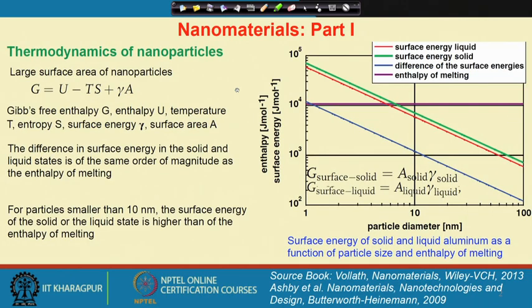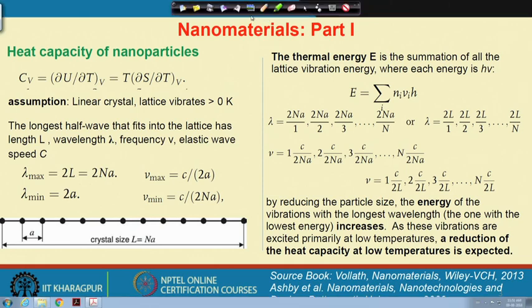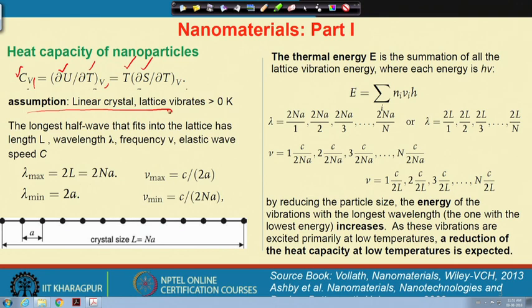In that particular aspect, we can think about the heat capacity of the nanoparticle. This is also another very important aspect. We all know the heat capacity at constant volume is dU by dT, and we can simply consider U as a derivative with temperature, so that will be delta S by delta T. During transformation, temperature T is constant. Here, the very first assumption that we have considered is a linear crystal.